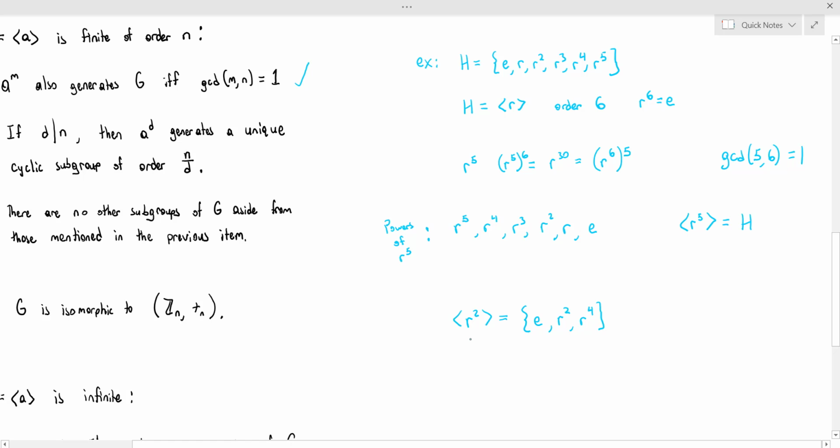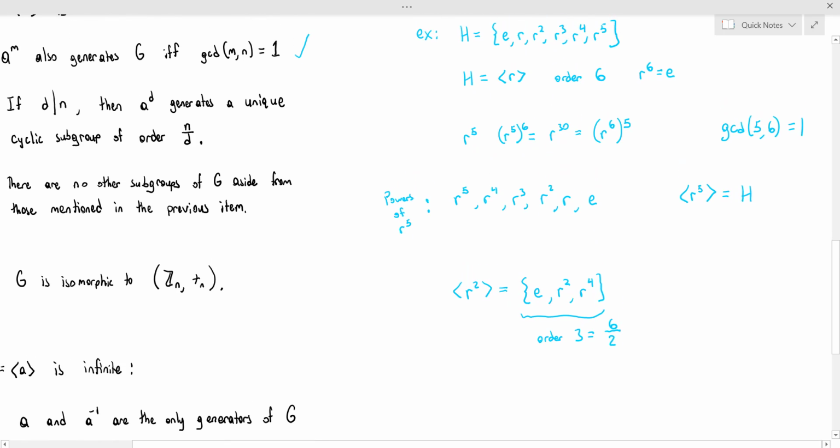So considering powers of r squared does not give you the entire group H. So r squared does not generate H. Instead it generates a subgroup of H. If D divides n, then a to the D generates a cyclic subgroup of order n over D. So notice that this cyclic group is of order 3, which is n over D, 6 over 2.